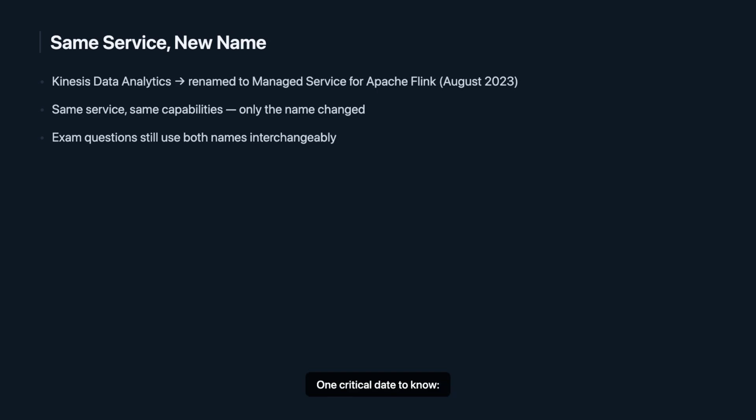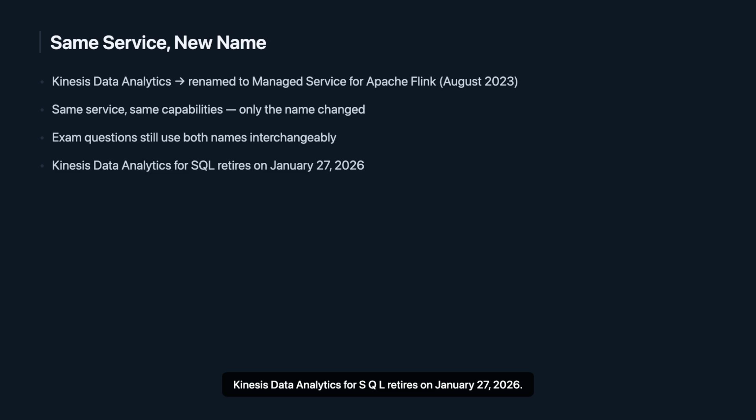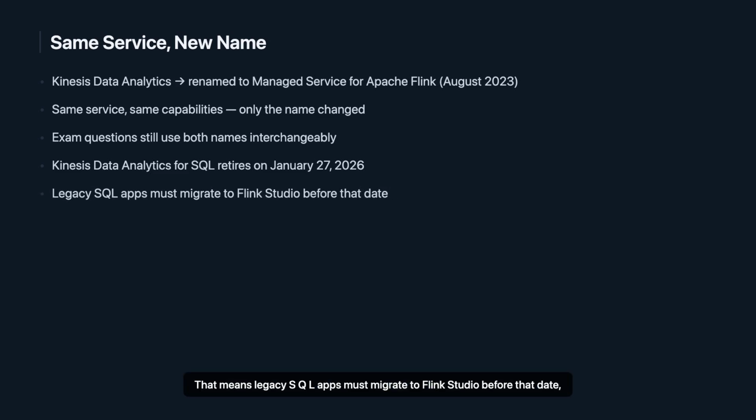One critical date to know: Kinesis Data Analytics for SQL retires on January 27, 2026. That means legacy SQL apps must migrate to Flink Studio before that date, after which Amazon Web Services shuts them down and they stop functioning. So if a question mentions Kinesis Data Analytics, mentally map it to Managed Service for Apache Flink.